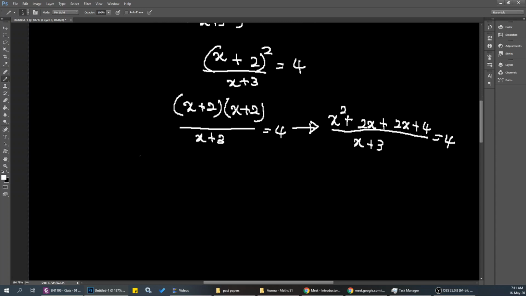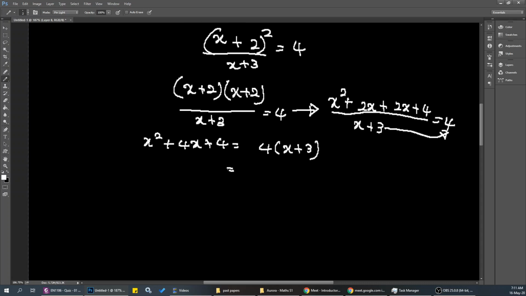Okay, so this is x squared plus 4x plus 4, and we can take this 4 here. 4 into x plus 3 is 4x plus 12, so x squared plus 4x plus 4 equals 4x plus 12. You see that 4x and 4x are cancelled out here, and x squared is equal to 12 minus 4, where the answer is 8.